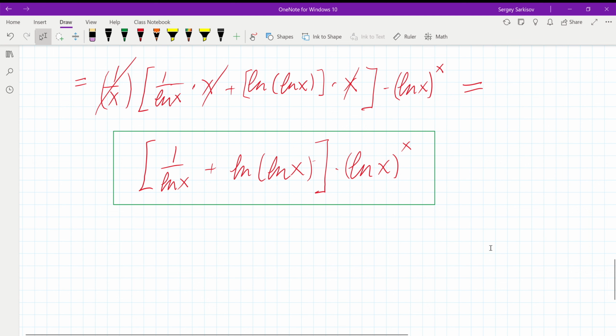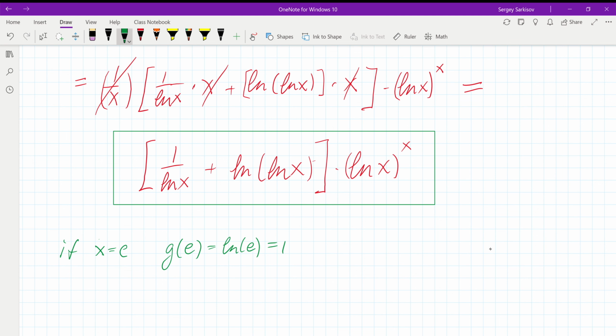Actually, that would be a little difficult. If x is e, for example, x equals e, let's just check out what's going to happen. g of e is ln of e, that's a 1, right? Just remember e to the 1 is e, and then h of e.